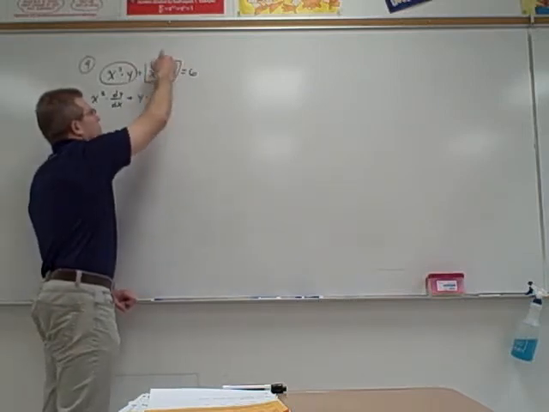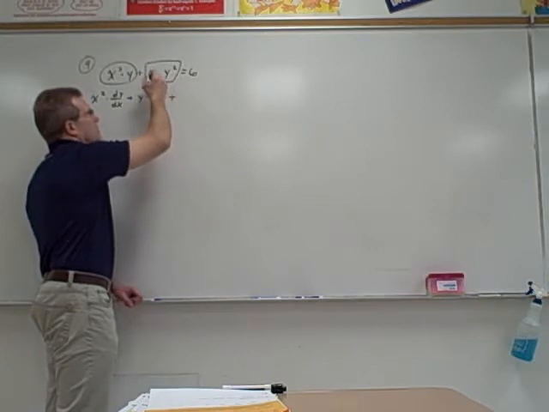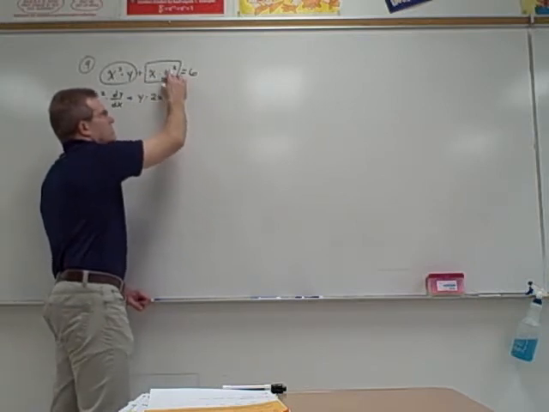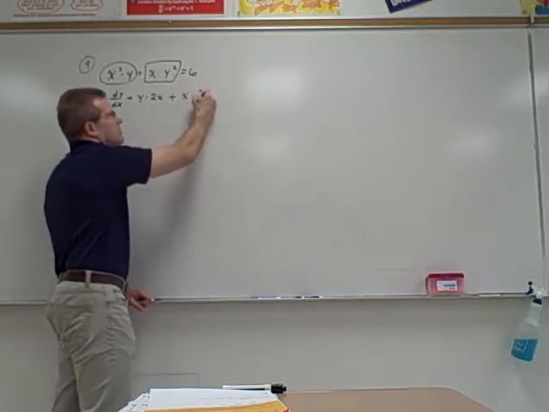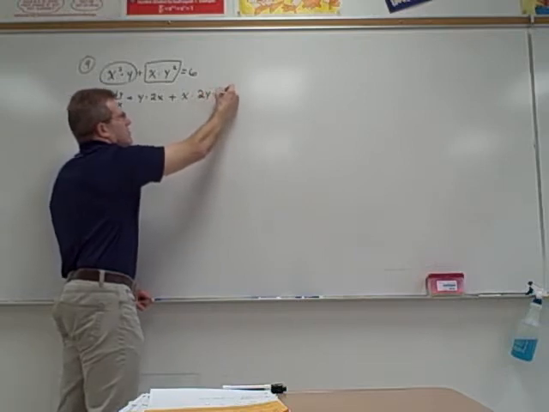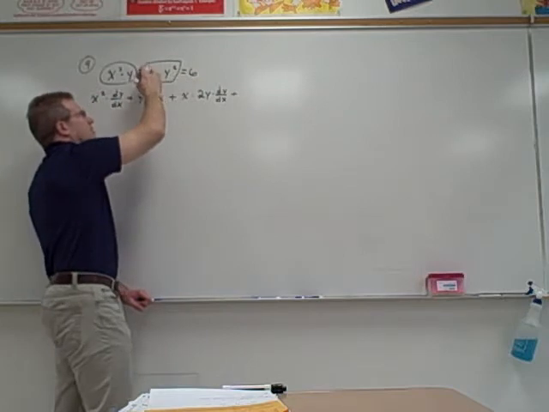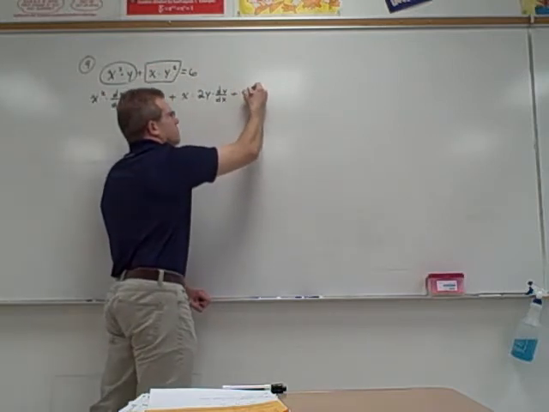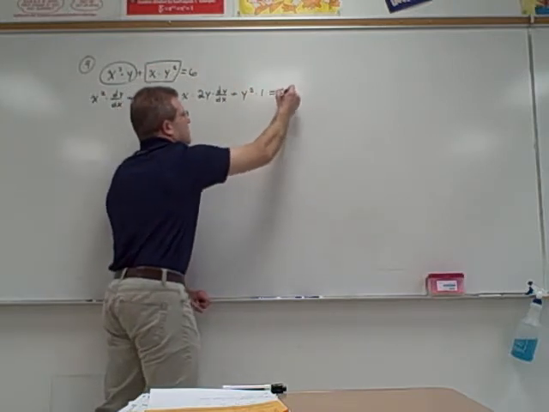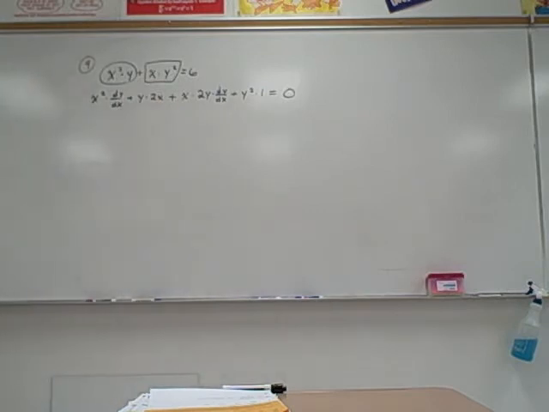On this second term, I'm going to have to use the product rule again. We go x times the derivative of y squared, which is 2y times dy over dx, plus y squared times the derivative of x, which is 1. And then the derivative of 6 would just be 0. So that's the product rule done twice. Any questions about that?